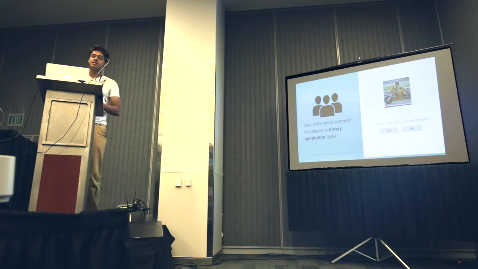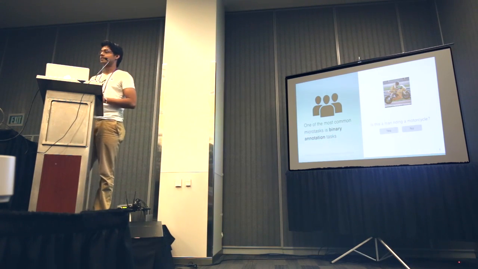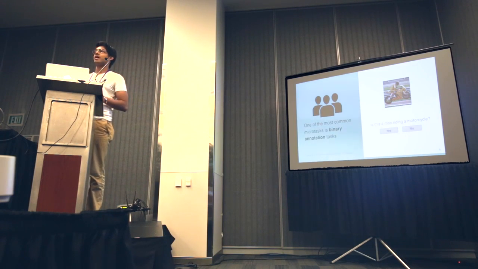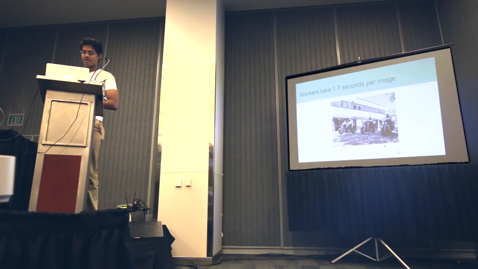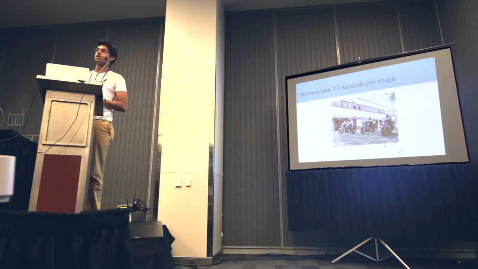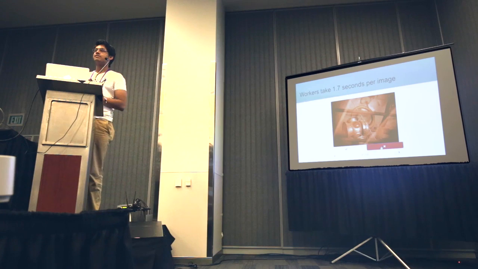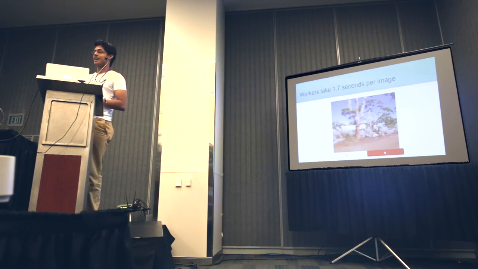So let's start by analyzing one of the most common types of microtasks, which is the binary annotation task. An example of a task like this might look something like what you have on the right. We present workers with an image, and we ask them if this is an image of a man riding a motorcycle. And they reply by saying yes or no. This is a common interface for how a worker might do this task. They would look at an image and click yes or no, click on the next image, and continue. Even with keyboard shortcuts, it takes workers about 1.7 seconds per image.